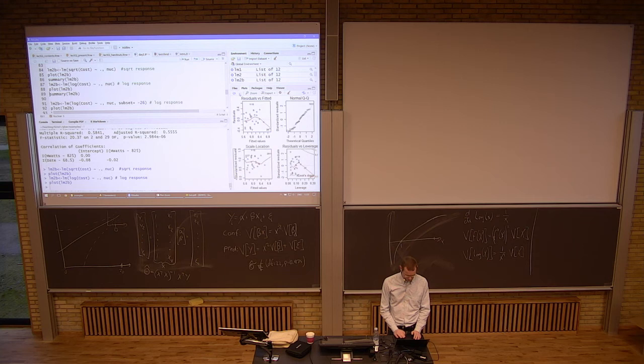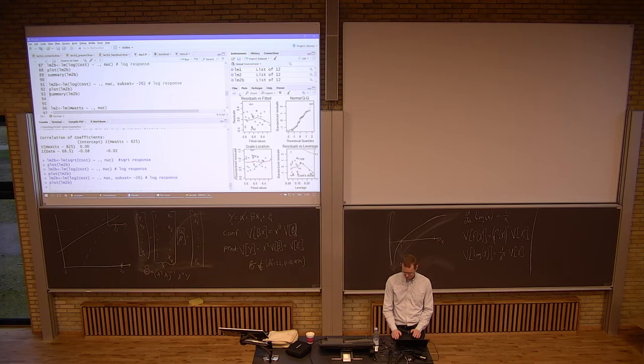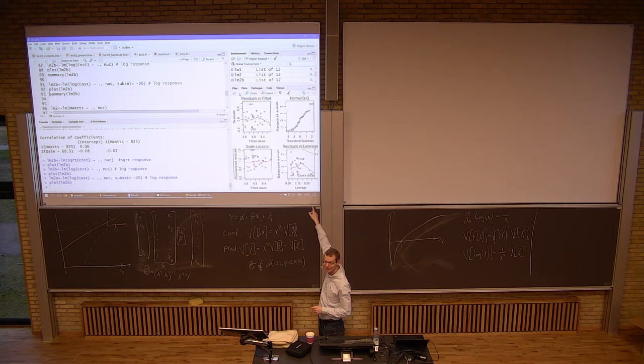But this observation 26, what happens if we leave it out? What do you think? Would you be happy with a QQ plot like this? I would say yes. Would you be happy with this line down here in the scale location plot being horizontal? Yeah, it doesn't get much better.